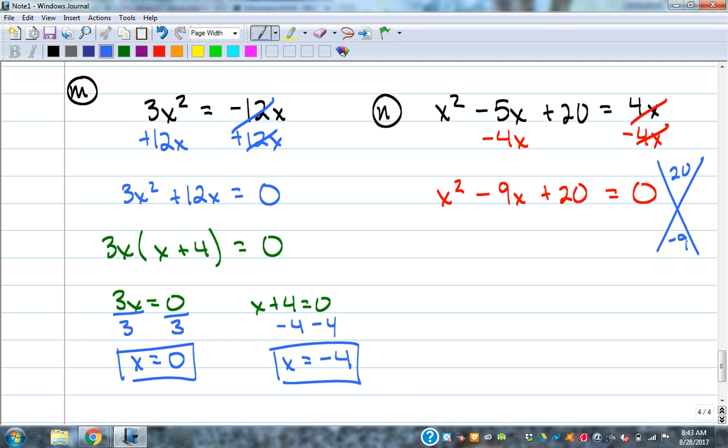Once you get here, it's the same thing we've done. What multiplies to be 20 and adds to be negative 9? Negative 4, negative 5. Can I take my shortcut to factor it? Yeah, nothing in front of that. So x minus 4, x minus 5. I've got two factors that have variables. So I'm going to go ahead and set those equal to 0.